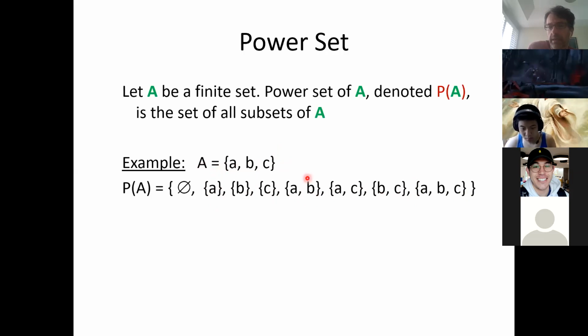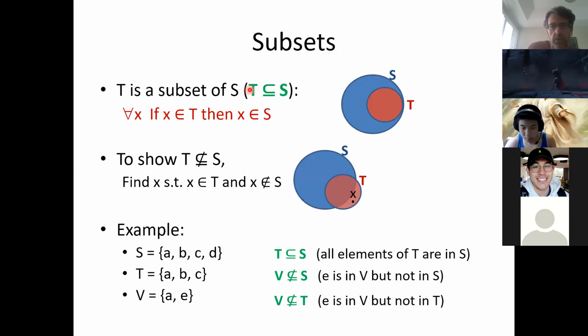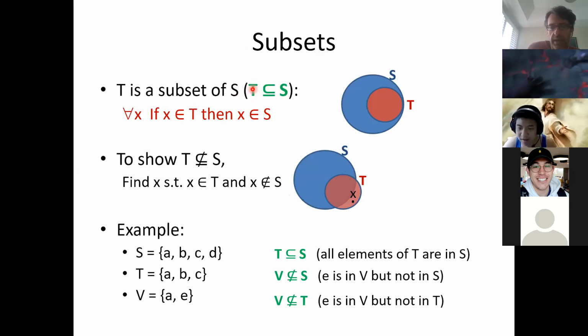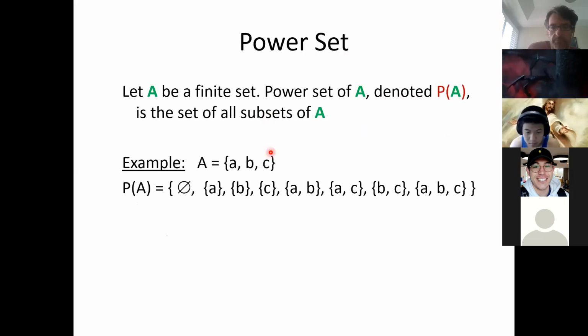A set A is always its own subset. Because if you look at what the subset definition is, let me bring this up. Here, T is a subset of S if the following implication is true: for every X, if X is in T, then it's in S. Now put A here and A here. Is it true that A is a subset of A? Is it true that if X is in A, then X is in A? Well, obviously, yes. So that's why a set is always a subset of itself.